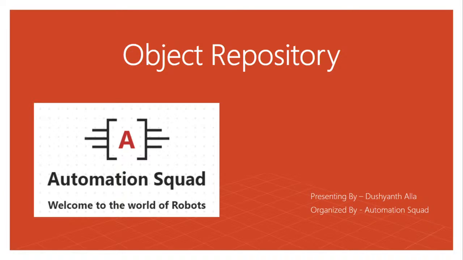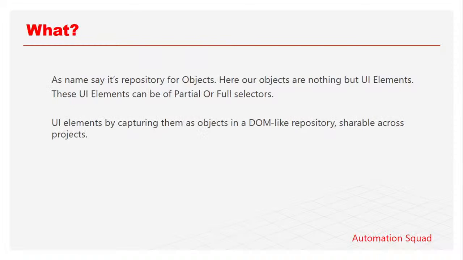This is all about the basic thing I just explored. The same thing I explained so far: what is object repository? As the name says, it is a repository for objects. Our object is nothing but UI elements here. These elements can be partial or full selectors. So overall, each object is nothing but our selector. UI elements are captured as objects in a DOM like repository and shared across the project.